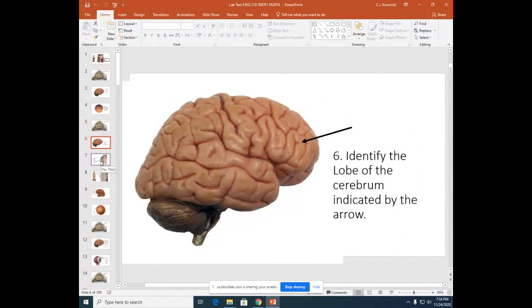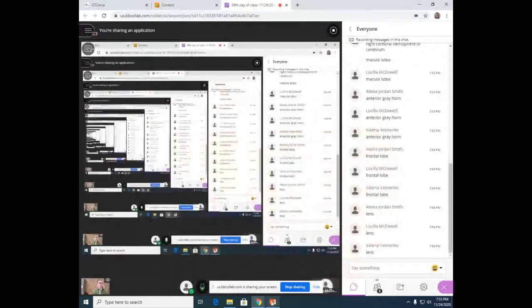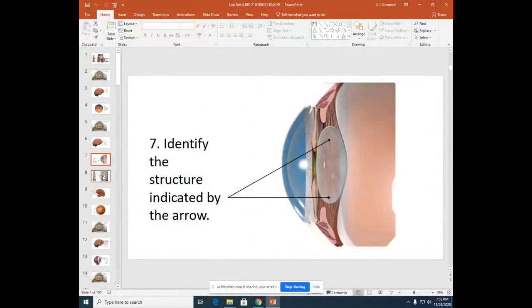All right, good. Now, unfortunately, you don't have this in your atlas, but by looking at this, you can probably figure out what that is. Identify the structure indicated by the arrow. Pretty easy, right? See what it's attached to, what's attached to it above and below. So what say you, folks? Lens, very good. That's the lens, and I'm sure everyone at home said the same thing. Yes, you did. Nice. Not too bad so far, right?